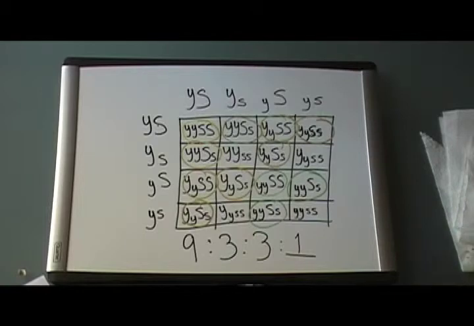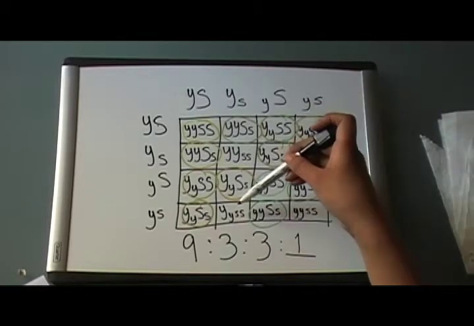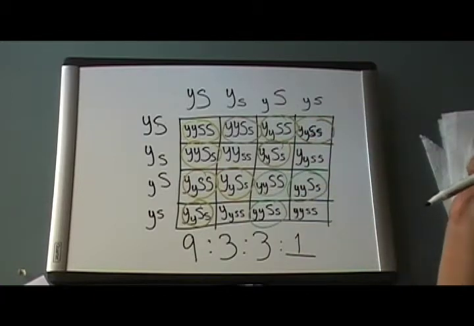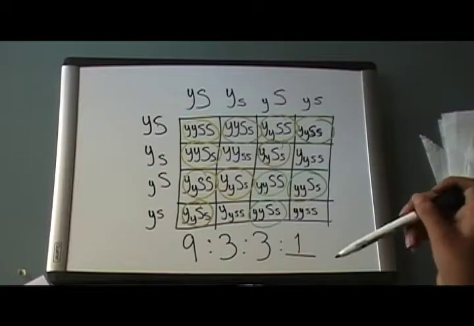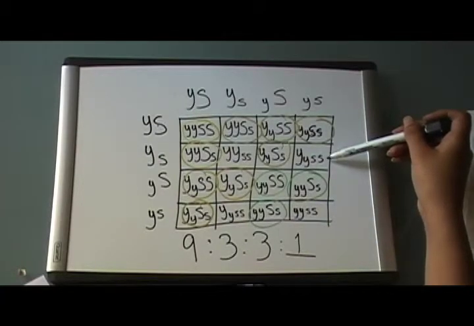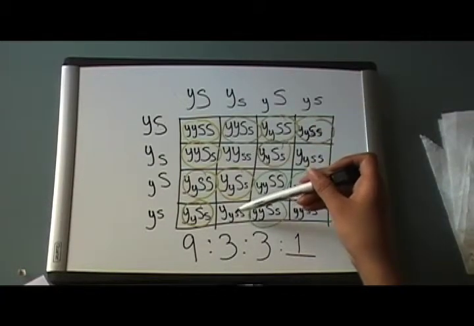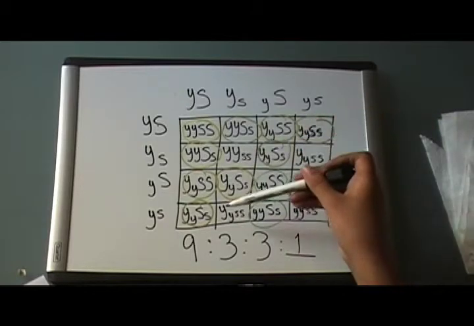So the 9 is the short yellow pea plant because they are dominant. Both of the 3s are either tall yellow plants or short green plants. Lastly, the 1 is a tall green plant because they are the least common, having both recessive genes.